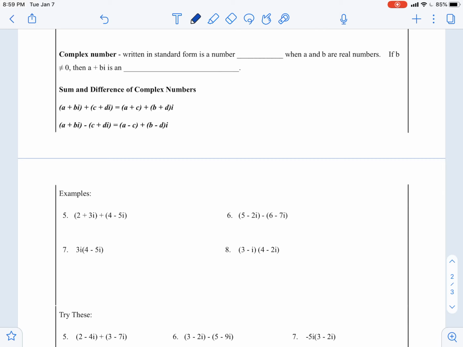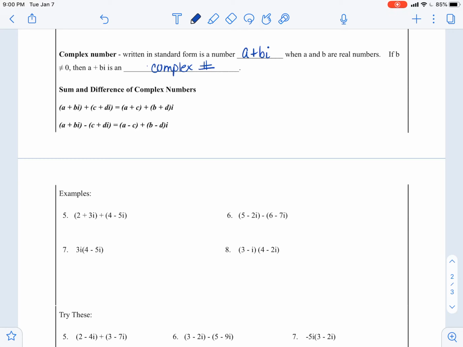Written in standard form, a complex number, again, is a plus bi. A and b are both real numbers, and the i is the imaginary part of it. Again, this is called a complex number.